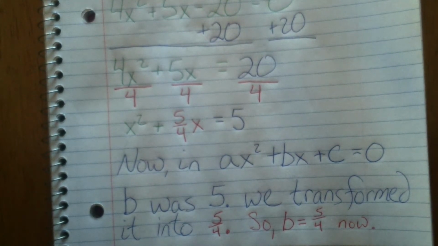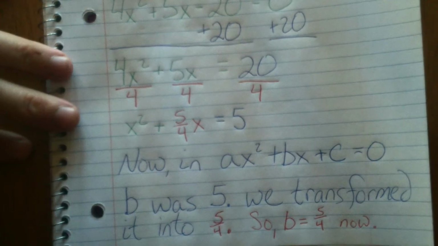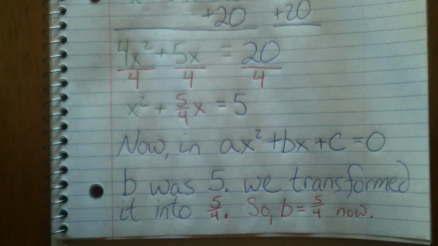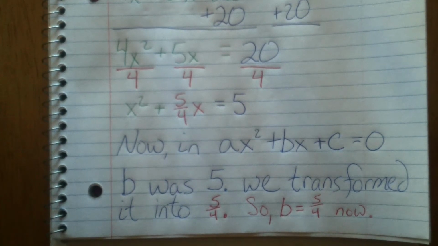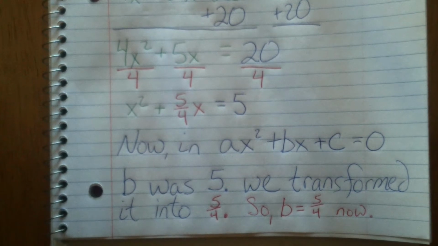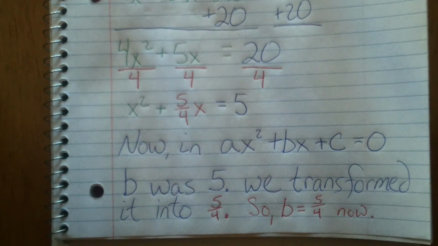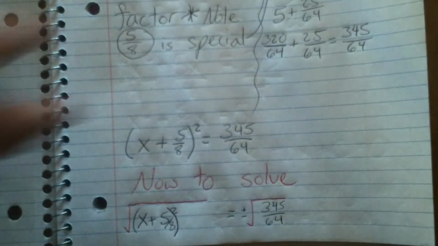So go ahead and take a minute to look that over. If it's not clear what I've done so far, maybe go ahead and watch it again. Alright. Now, remember we've got the ax squared plus bx plus c equals 0. That was our original. And in our original equation, b was 5. But we've transformed it. So b is now a new b, and it is 5/4.